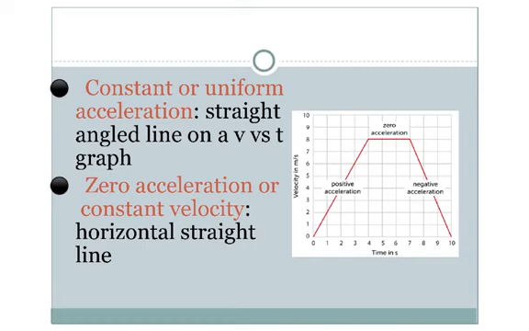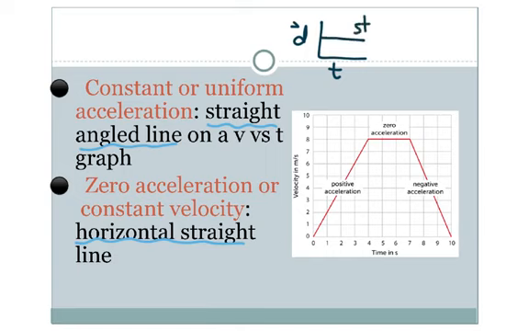So we have constant or uniform acceleration, and this is represented by a straight angled line on a v versus t graph. And we also have zero acceleration or constant velocity, which is a horizontal straight line. So we've seen these shapes before in a position time graph, but they mean different things in a velocity time graph.